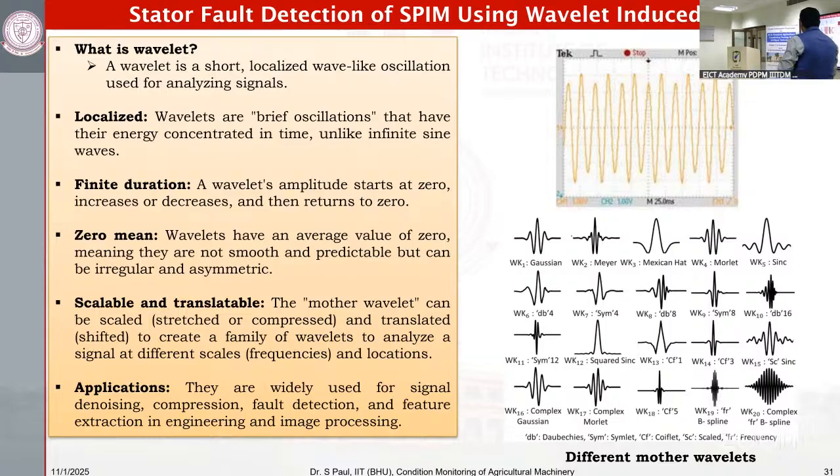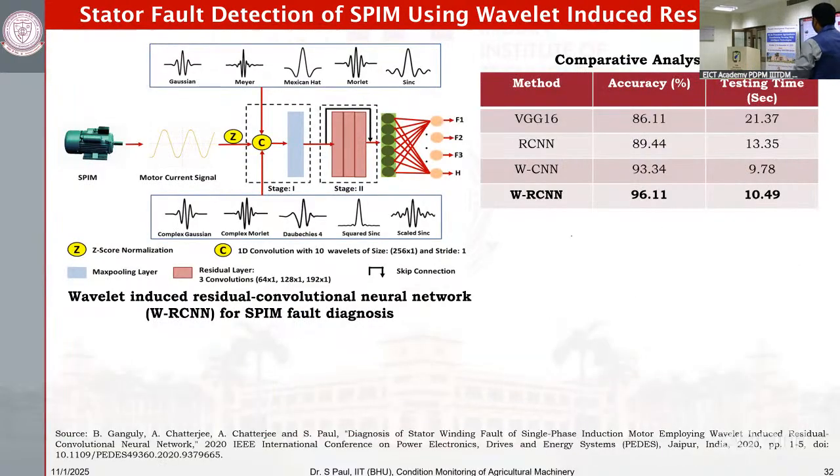So we have implemented a very simple shallow architecture with the CNN, with residual learning. That is the WRCNN, and it is giving me 96% accuracy. If we don't take the wavelet as the filter, we are getting only 89% accuracy. So your accuracy has been increased by 7% because of this filter choice.